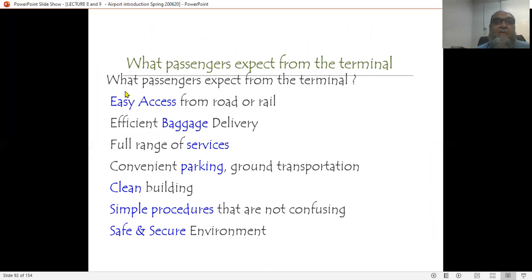So, easy access from road or rail, efficient baggage delivery, a full range of services, convenient parking, ground transportation, a clean building, simple procedures that are not confusing, a safe and secure environment. This is what all the passengers want from the terminal building and from the people who are providing them the airport and the aircraft services, air traveling services.